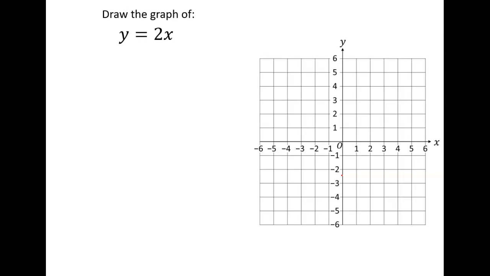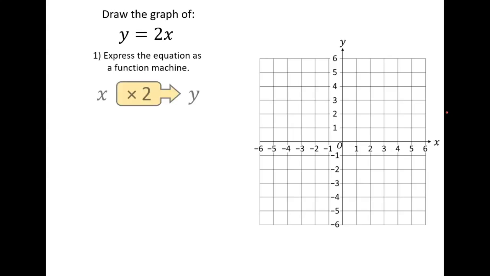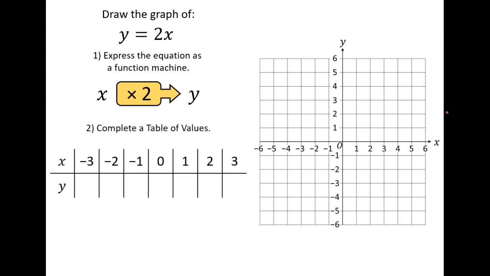So let's try one where we don't have anything being added or subtracted, but it's actually being multiplied. So my equation now is y equals 2x, express it as a function machine. You don't have to do this step, it's just to get you used to it. So whatever my value for x is, I'm going to multiply it by 2, and that's going to spit out y. So we're going to start with our table of values just like we did.